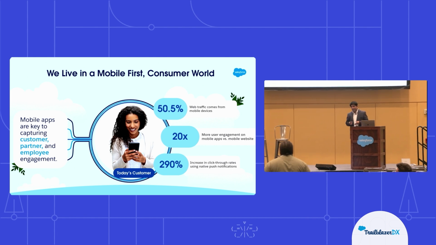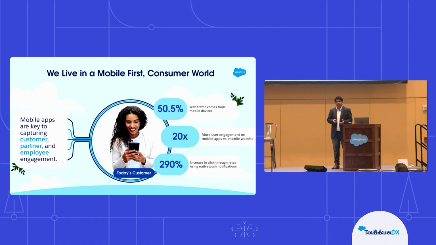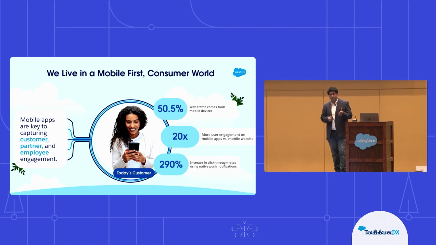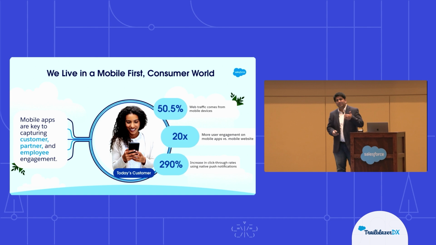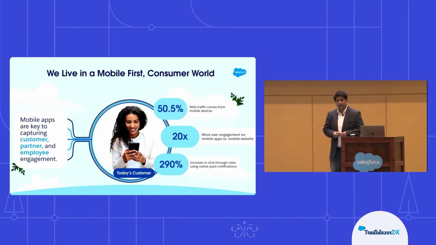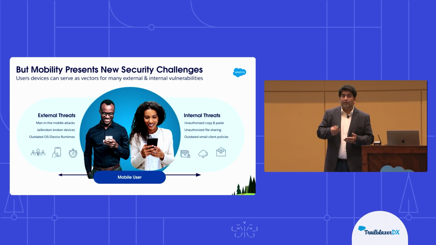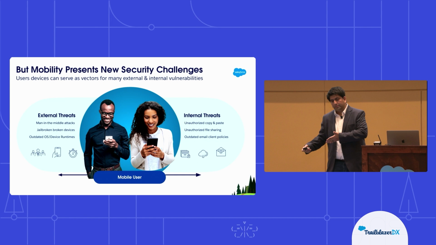But what that means is today, we already live in a mobile-first consumer world. And more than 50% of today's internet traffic is getting generated through mobile apps and mobile browsers. But in some cases, you do not want that. You do not want the data to go out of the app. These are some of the internal threats that we have to think about as we move from an enterprise world more and more to mobile.